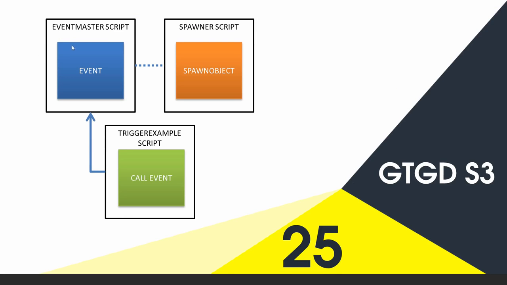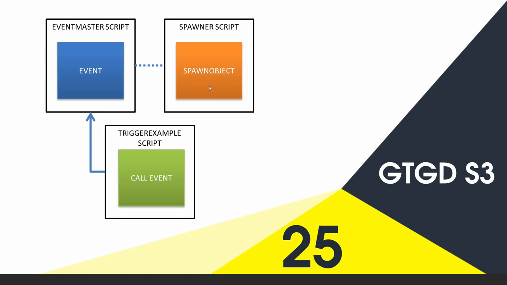Okay, so you just wrote an event master script. There's an event in it, and a public method as well to call that event. The spawner script, well, I edited it so that it would access the event master script, and it was subscribing that spawn object method to this event. So whenever the event is called, the spawn object method will run, and any instructions in it will run.